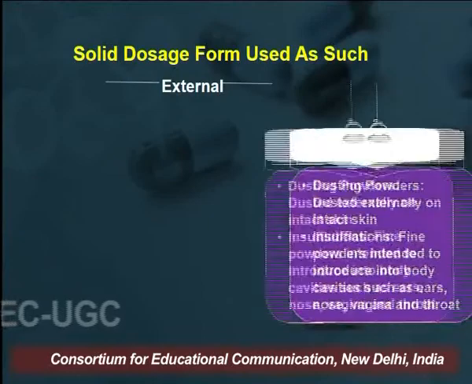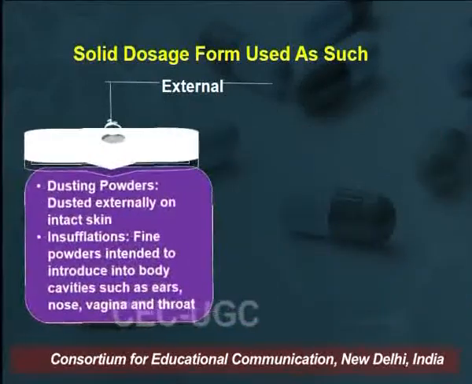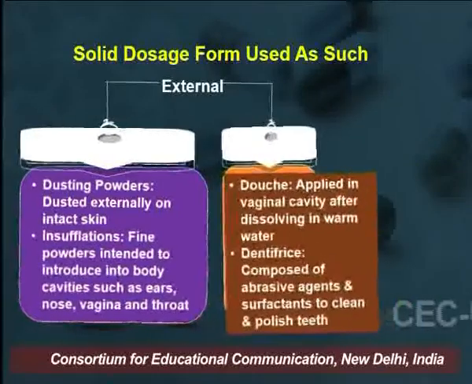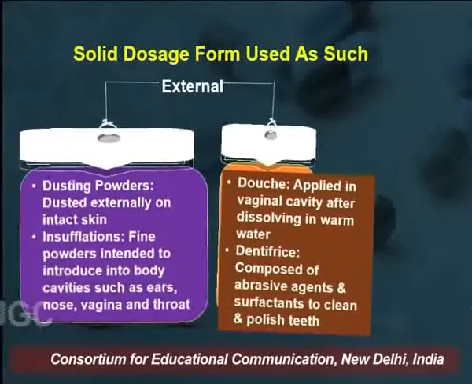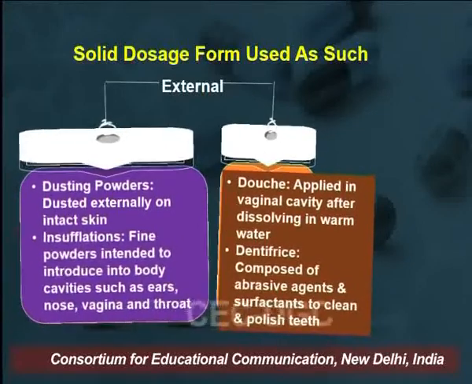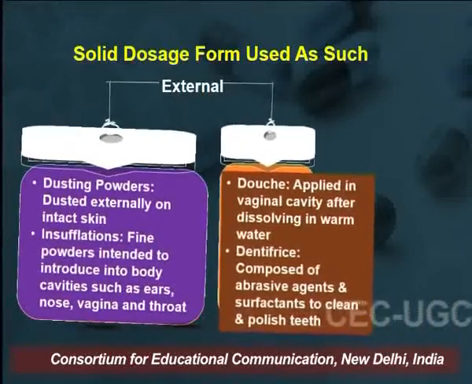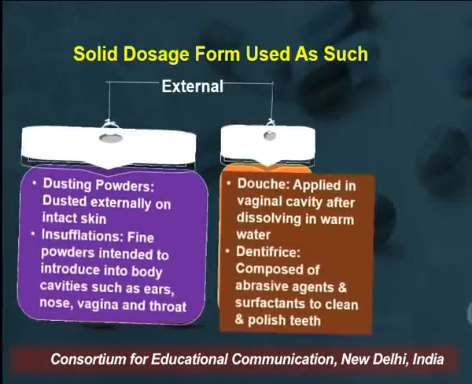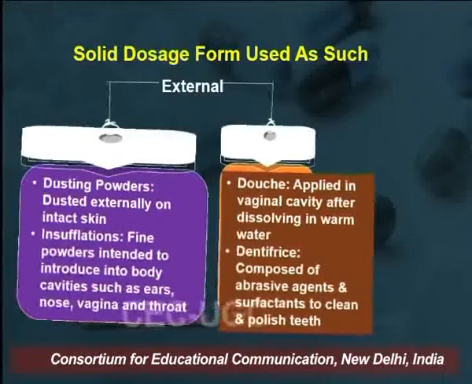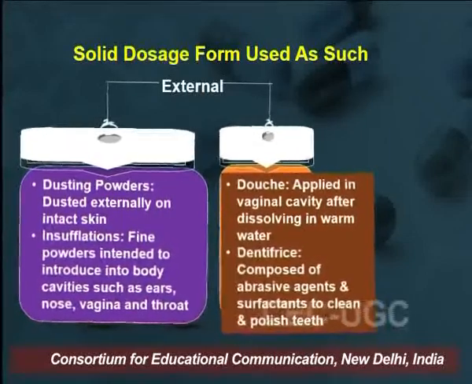Solid dosage forms which can be used as such and are meant for external use are generally dusting powders. Dusting powders are dusted externally on the intact skin. The other type can be insufflations. These are fine powders intended to be introduced into body cavities such as ears, nose, vagina or the throat.